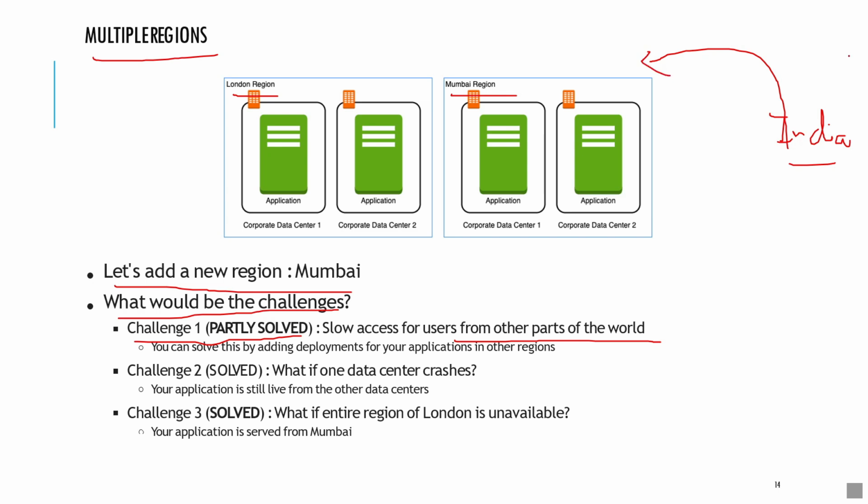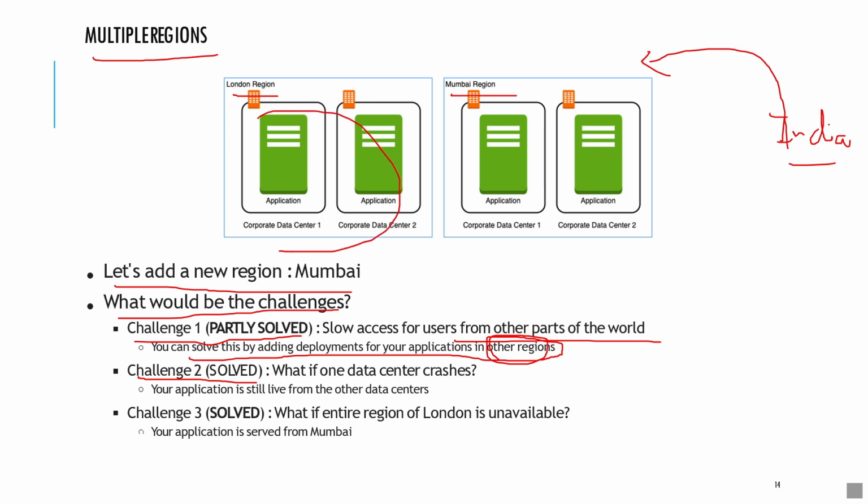But if I want to access the application from a country other than this, it may be very slow. We can solve this by adding deployments of our applications in other regions also, in multiple regions in multiple countries. So challenge number 2 is solved. What if one data center crashes?